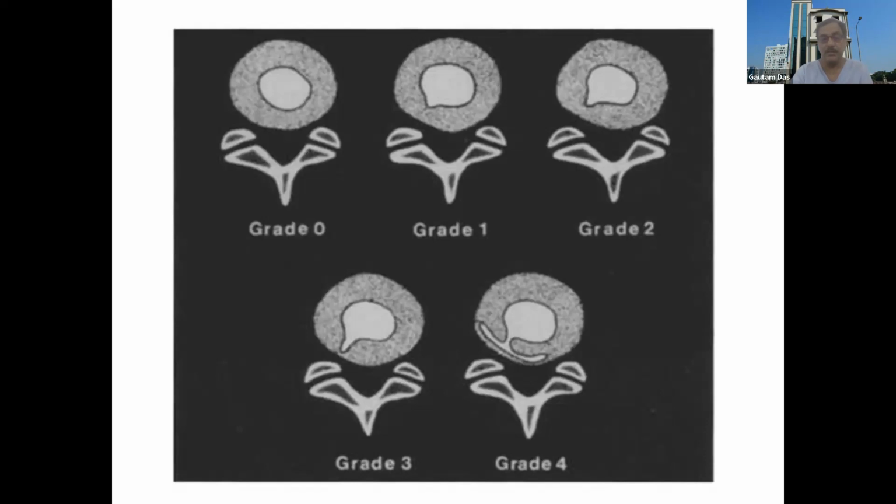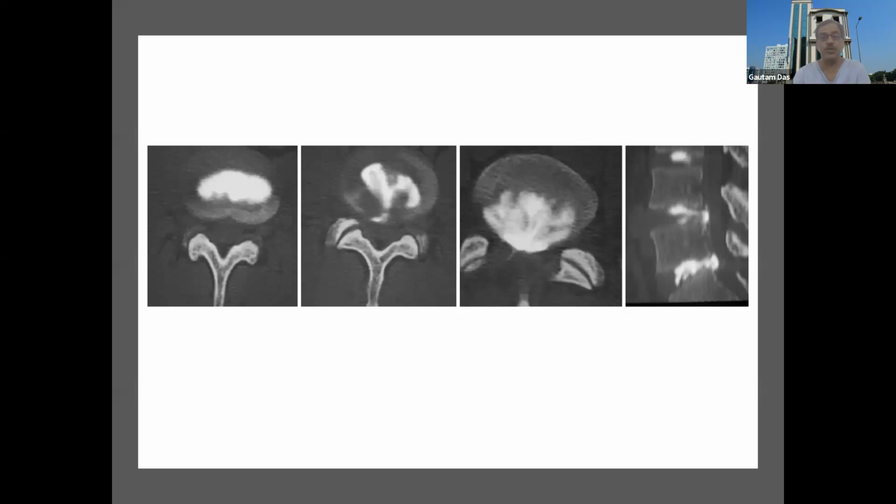And here is the CT discography. So you can see this is normal. Which grade is this? Please unmute and tell me. Grade 3. Grade 3, very good. Grade 3, because it is coming up to the outer layer, but no circumferential spread. So this is your grade 3.